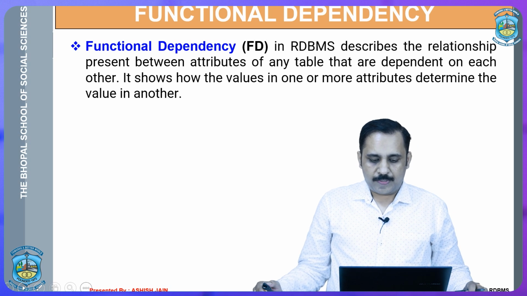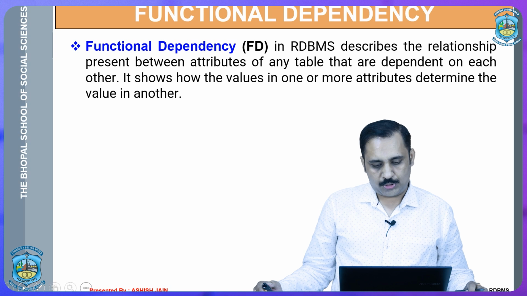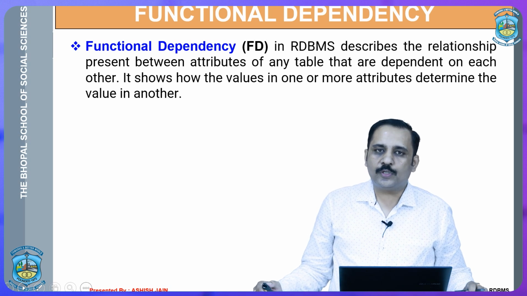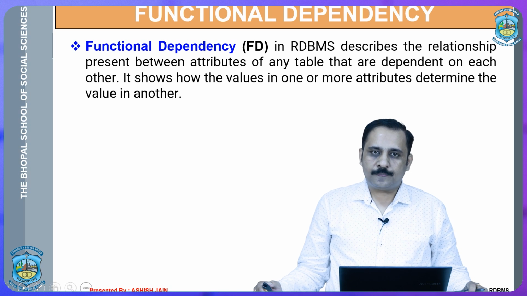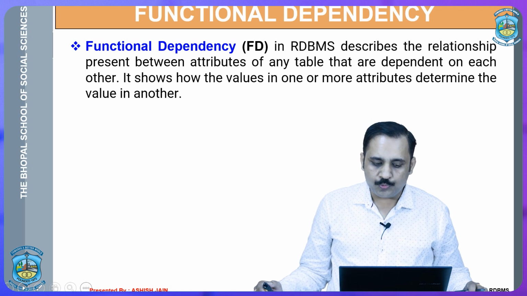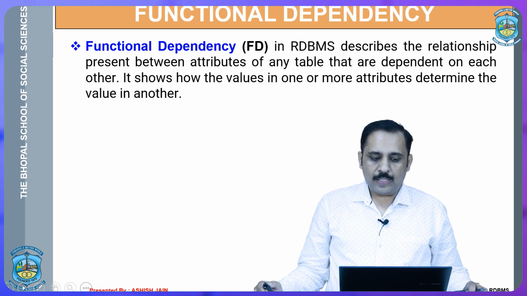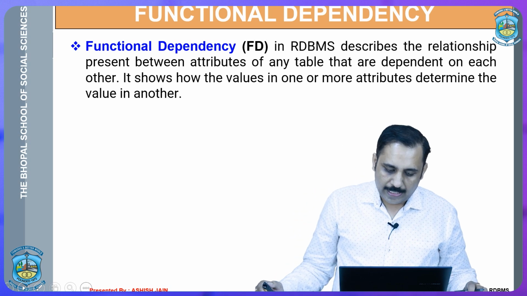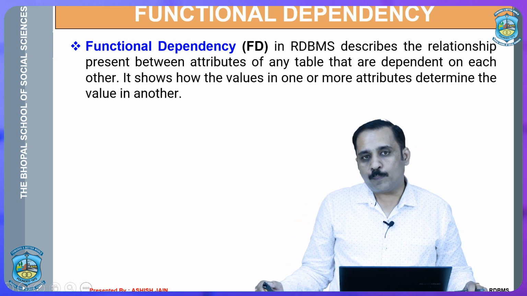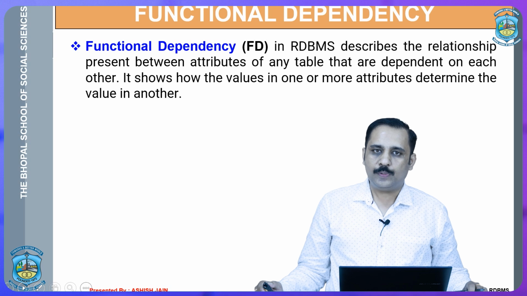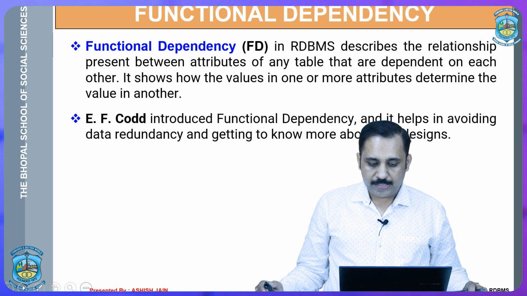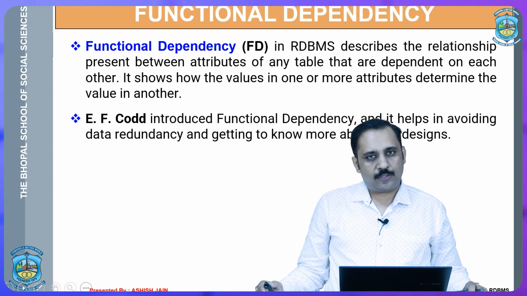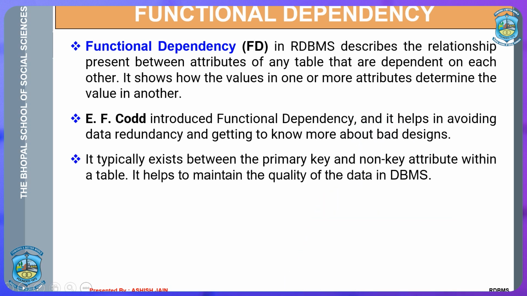In relational database management systems, we have to represent data in the form of tables or relations. These relations have different columns or fields in them. Functional dependency describes relationships that are present between different attributes or fields of a table. This dependency shows how the values of one or more attributes determine the value of another. This concept was given by E.F. Codd, who is regarded as the father of database management systems.